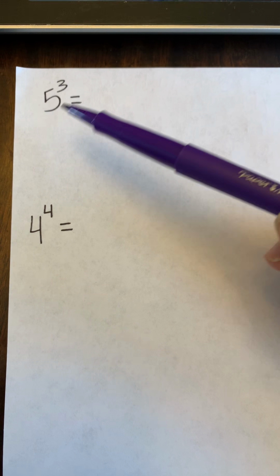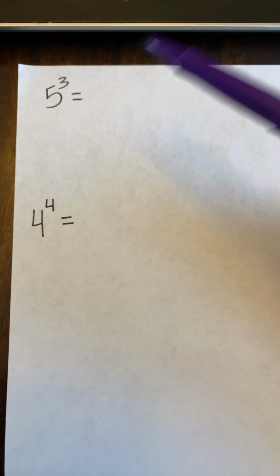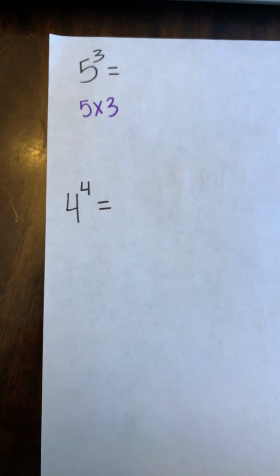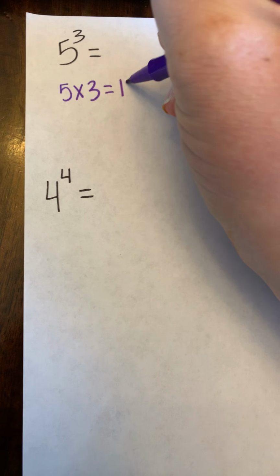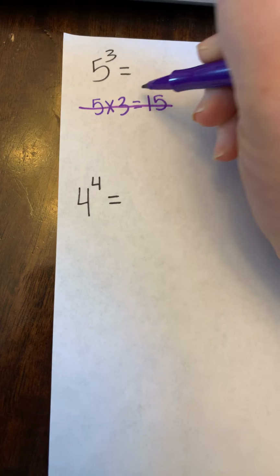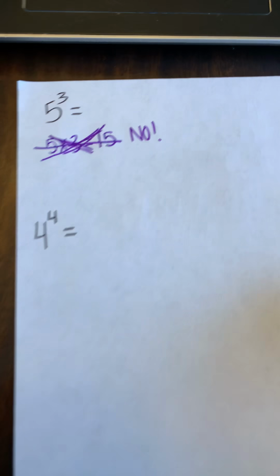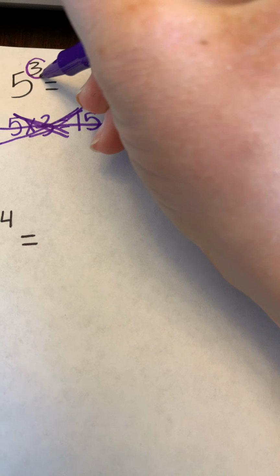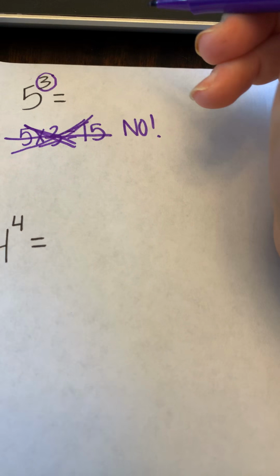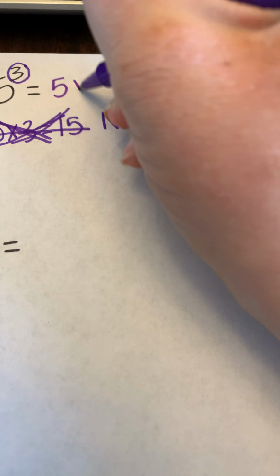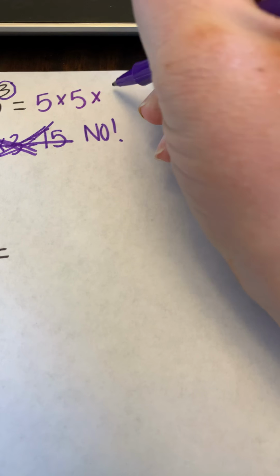Now, as I've been watching and grading your homework, I see a lot of you thinking that this means 5 times 3, and so then you're telling me that my answer is 15. No, that is not right. That is not how we do exponents. Remember, this 3 means that we're going to be multiplying 5 three times. So if I was going to do the work, I would do 5 times 5 times 5.